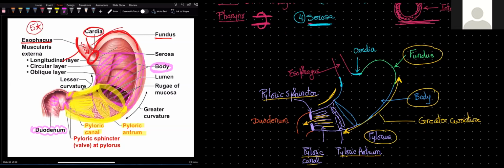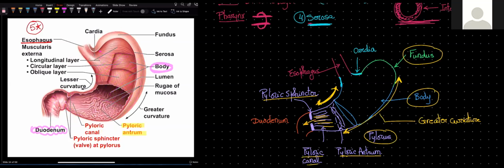And this much smaller one on the other side, this is gonna be my lesser curvature. If you notice on here, the muscle layer of the stomach. Remember what was the general rule? We've got an internal circular muscle layer and an external longitudinal muscle layer. Here in the stomach, we have 3 muscle layers rather than 2. We've got 3 muscle layers.